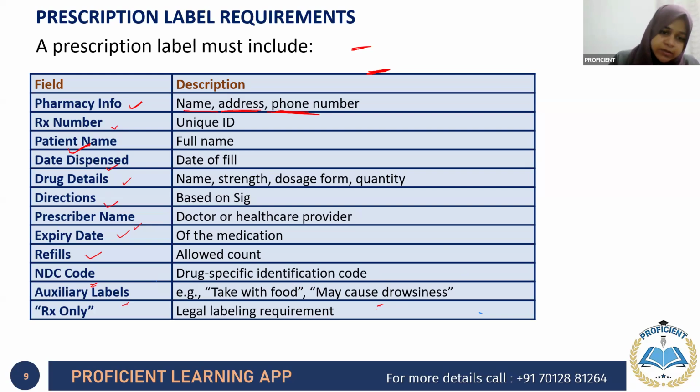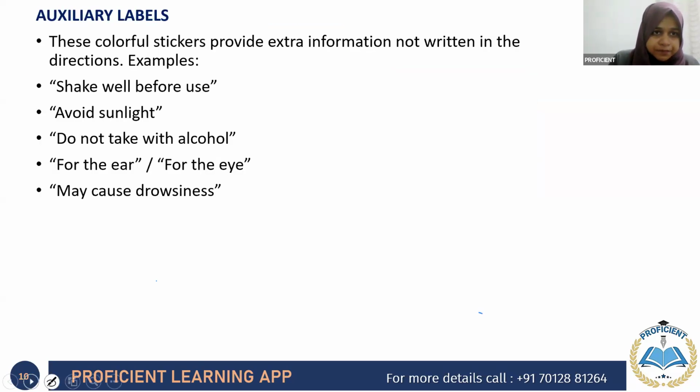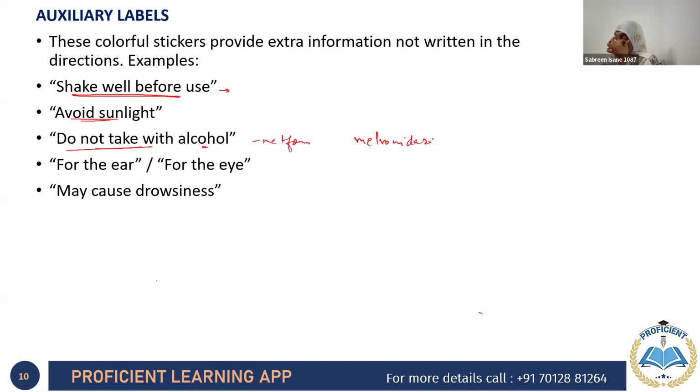Auxiliary labels. So auxiliary labels: shake well before use. It will be for what type of drugs? Emulsions or suspensions. Suspensions. Avoid sunlight. Don't take it with alcohol. Metformin should not be taken with alcohol. Metronidazole, it may cause what? Disulfiram-like action. Very important point. Which drug? Metronidazole. If taken along with alcohol, it will cause what?